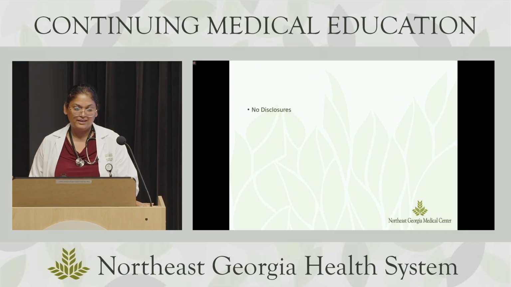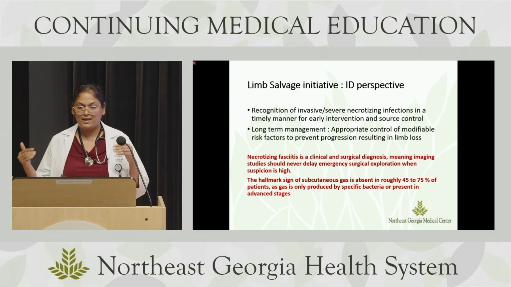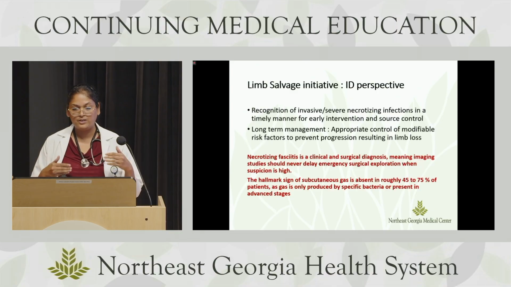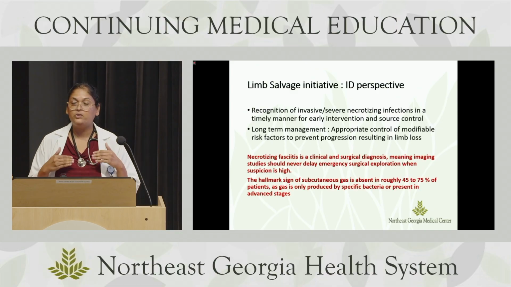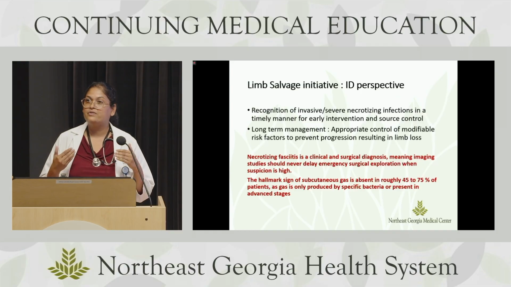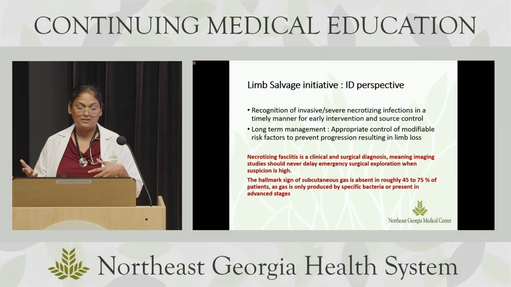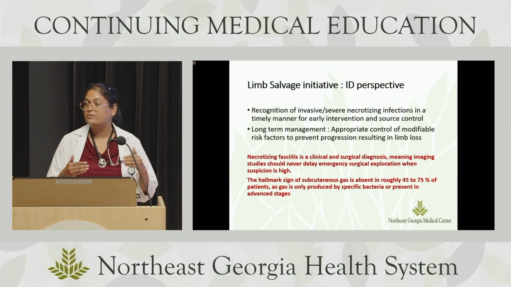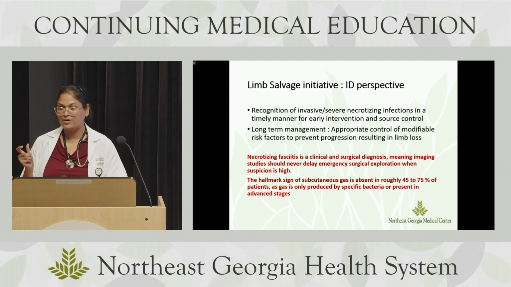The way I look at limb preservation is two. One is the long-term management, patients who have chronic ulcers, modifiable risk factors, addressing those and preventing the progression, preventing limb loss. Other is recognition of invasive severe necrotizing infections in a timely manner. And Dr. McCulloch alluded to that, where for those patients presenting with this acute necrotizing infection, 0 to 2 hours is what you had in your slide, Dr. McCulloch, for evaluation, initial evaluation.